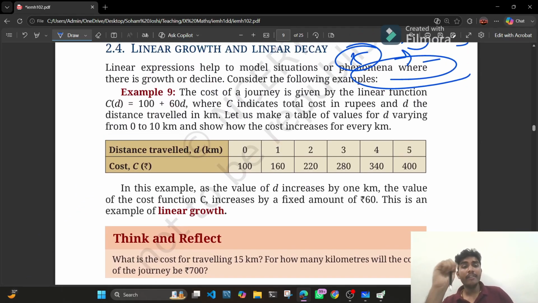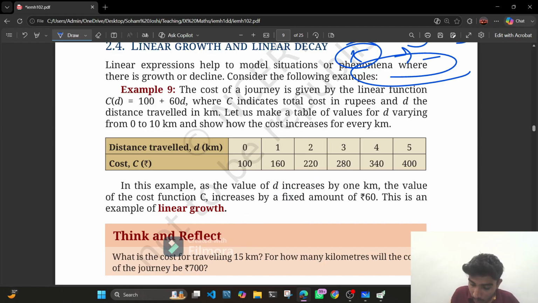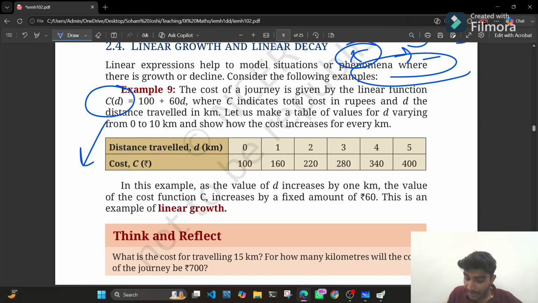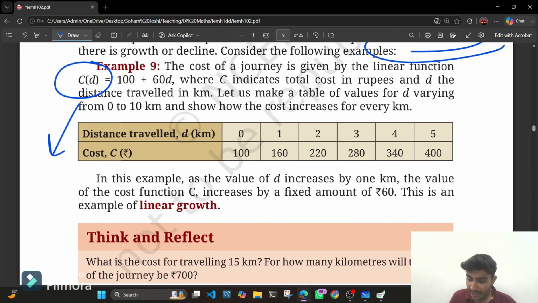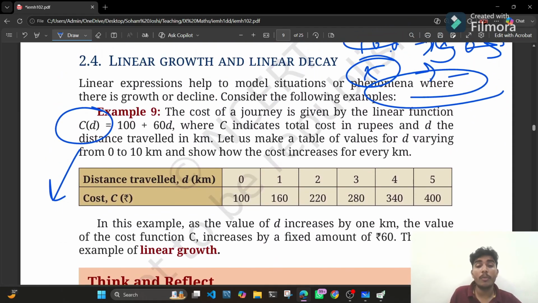Here we are given an example that the cost of a journey is given by the linear equation C of D is equal to 100 plus 60D. This is how we denote function कि C of D, मतलब मैं जैसे जैसे D वेरी करूंगा मेरा C वेरी करते जाएगा. Where C indicates total cost in rupees and D is the distance traveled in kilometer. Let us make a table of values for D varying from 0 to 10 kilometer and show how the cost increases for every time. Right, so as I said earlier, मैं जैसे जैसे पेट्रोल किलोमीटर्स बढ़ाते जाऊंगा, मेरा डिस्टेंस बढ़ाते जाऊंगा, मेरा पेट्रोल का प्राइस बढ़ते जाएगा.